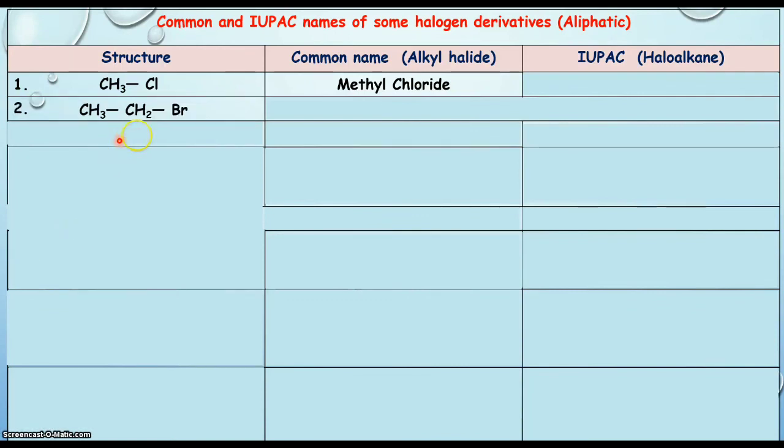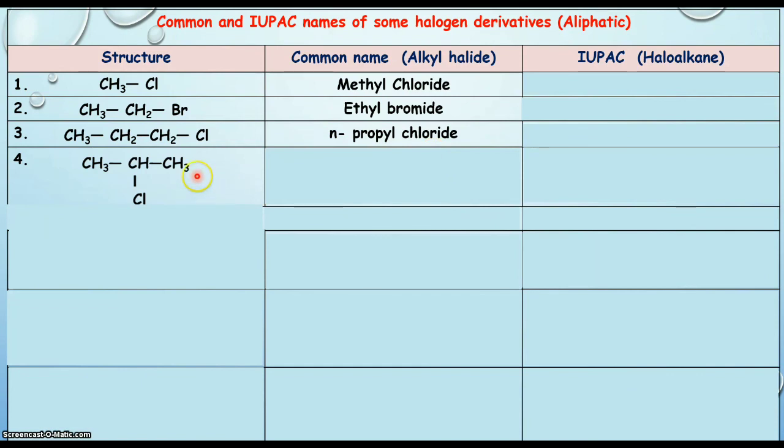Next example is here. In this, which alkyl group is present? This is ethyl. So its common name is ethyl bromide. Here, the alkyl group is of 3 carbon atoms, but it is in a straight chain. So the name will start with the prefix N. As we know, we use the N prefix for a straight chain of carbon. The common name of this structure is N-propyl chloride.